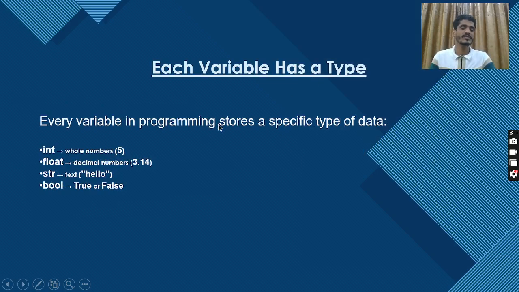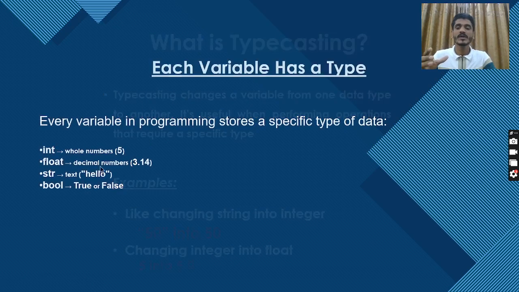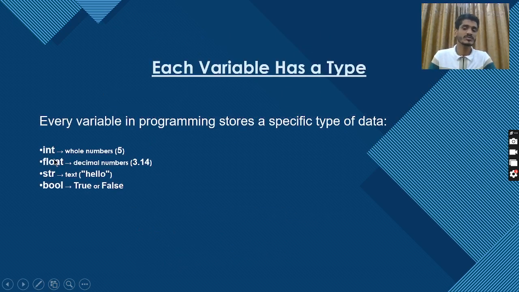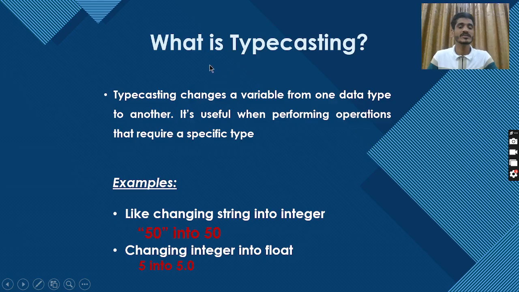Each variable has a type. Every variable in programming stores a specific type of data. They can store integers, floating values, strings, or boolean values. And next, what is typecasting? Typecasting changes a variable from one data type to another. It's useful when performing operations that require a specific data type, like changing strings into integers or changing integers into floats.